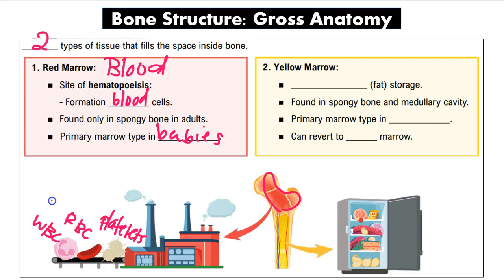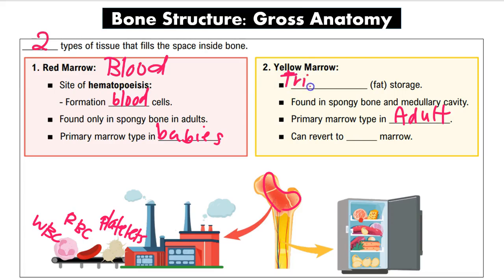Now, we're not saying that when you're an adult, you don't have any red bone marrow in these areas, but mainly it's going to be in the spongy bone. That's where you're going to get a lot of your red blood cells from. Okay? Now, as you continue to grow into an adult, the primary marrow type you're going to have as an adult is the yellow marrow. And that means we're going to have triglycerides.